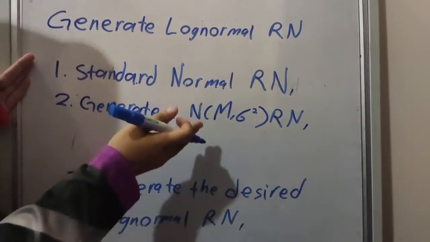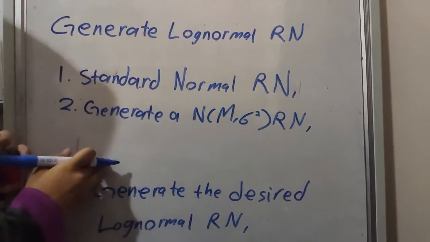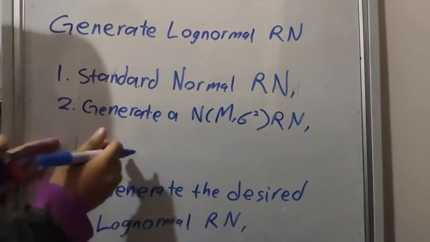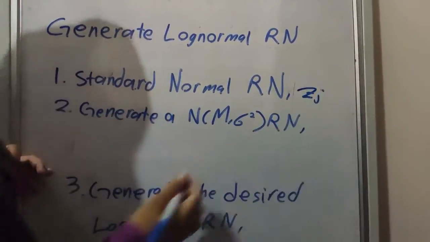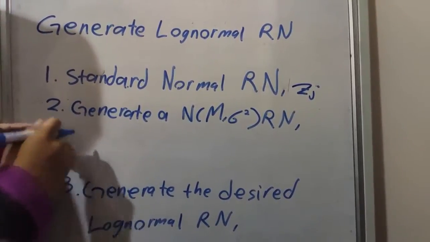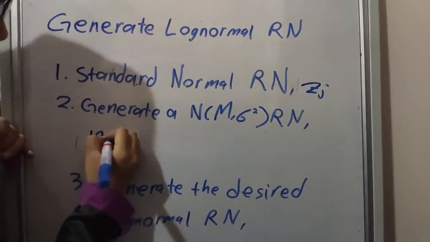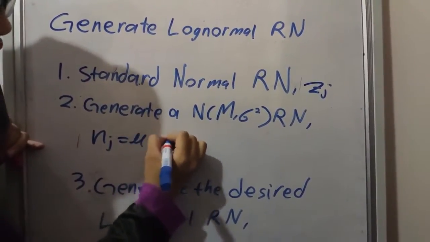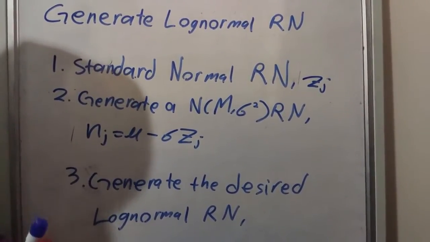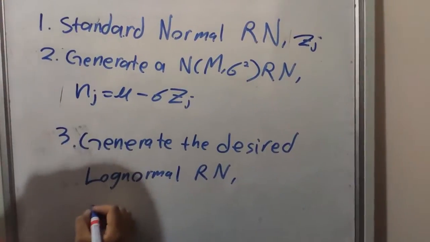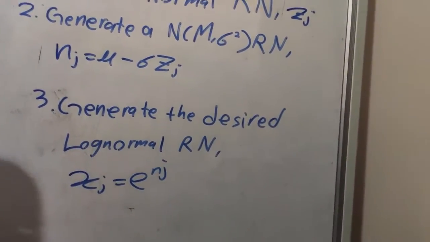To generate a lognormal random number, usually we get the random numbers in terms of the uniform distribution. So firstly, we need to change it to the standard normal random number, which is Zj. Secondly, we generate a normal distribution random number, which is Nj equals mu plus sigma Zj. Lastly, we generate the desired lognormal random number, which is Xj equals e to the power of Nj. Okay, that's all.